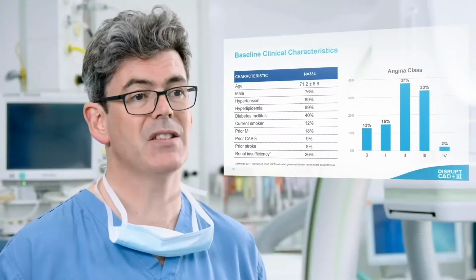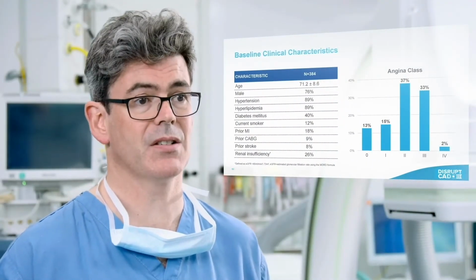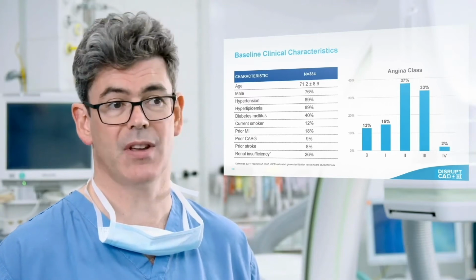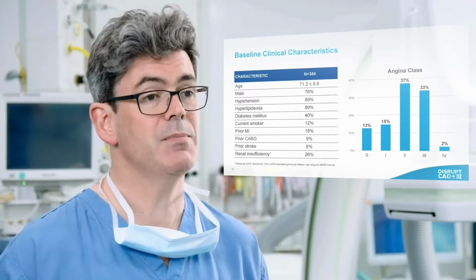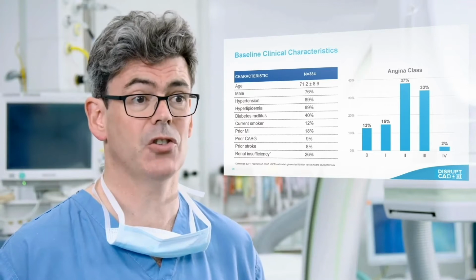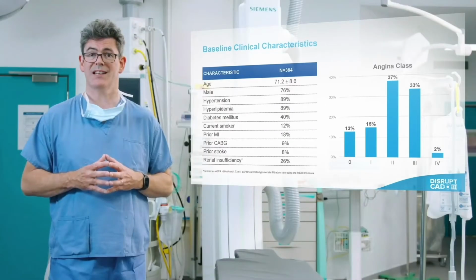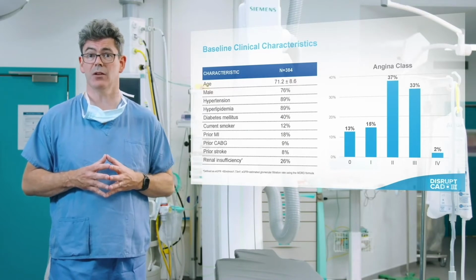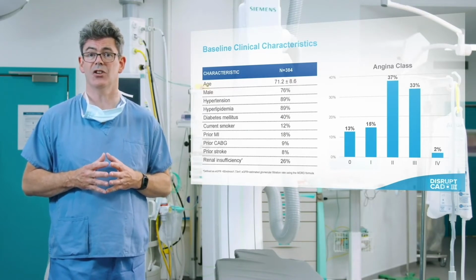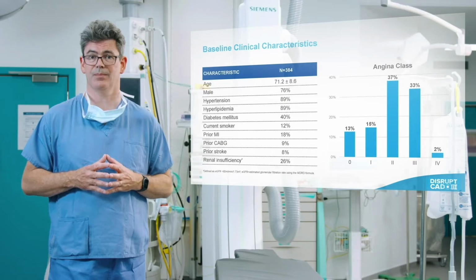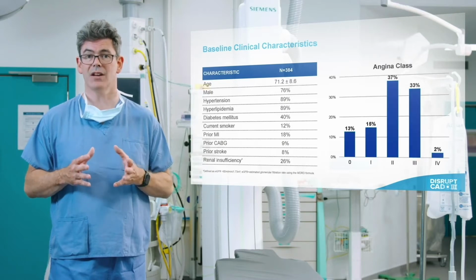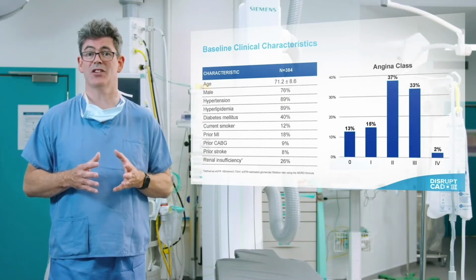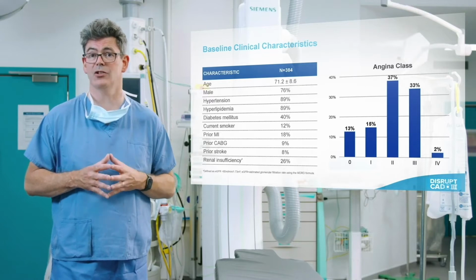These are the baseline clinical characteristics. The average age was 71. 90% of patients had either hypertension or hyperlipidemia, 40% had diabetes, and 26% were defined as having renal insufficiency using an eGFR of less than 60. As you can see on the right, 70% of patients had class 2 or 3 angina.